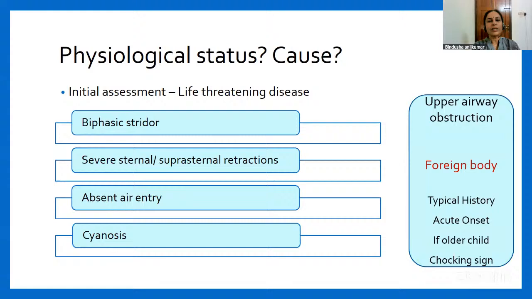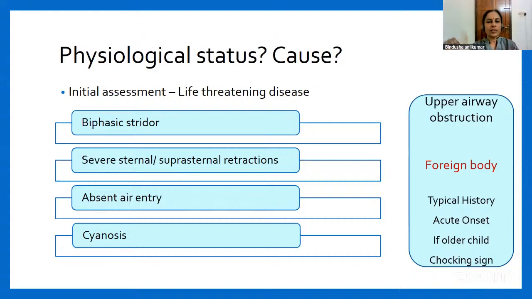The problem with diagnosis comes when you don't have a definitive history which suggests that it may be a foreign body aspiration. So whenever a toddler is brought to you with an acute onset of respiratory distress, we need to suspect foreign body. Here you have the typical history, but in an older child, you may even have this universal choking sign. So what will you do? What will you do for this baby?